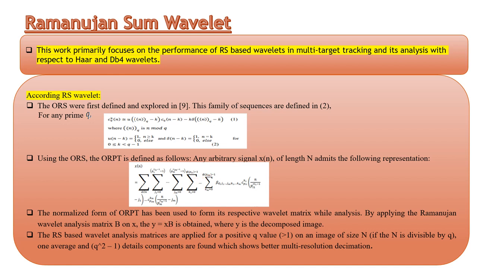The RS-based wavelet analysis matrices are applied for a positive Q value greater than 1 on an image of size n if the n is divisible by Q. 1 average and Q square minus 1 detailed components are found, which shows better multi-resolution decimation than existing wavelets.